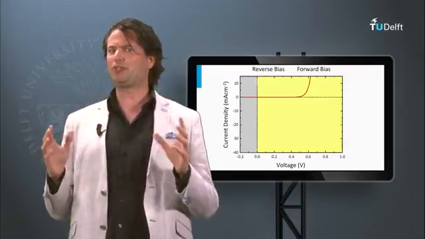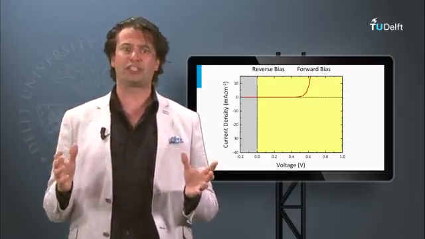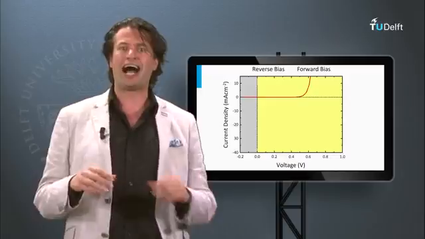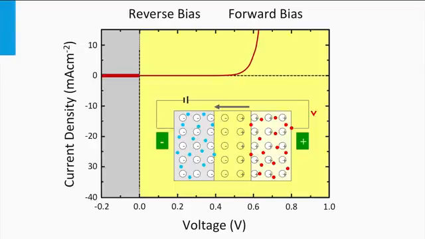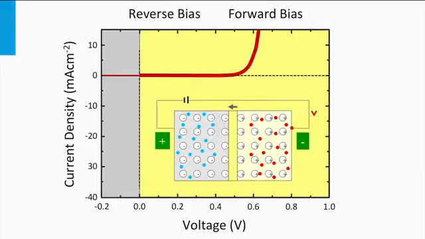The relation between current and voltage of a p-n junction can be illustrated in a so-called IV curve. The vertical axis corresponds to the current of the p-n diode, and the horizontal axis represents the voltage applied over the p-n diode. A negative voltage, reflected by the gray area in the IV plot, corresponds to reverse bias voltages. As we can see, the current is close to zero.